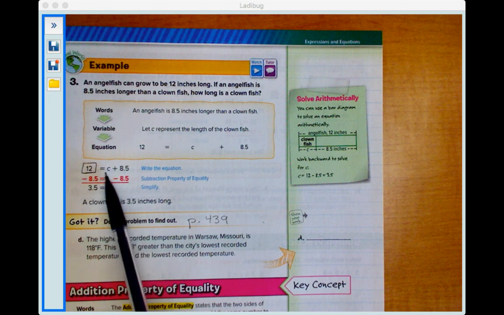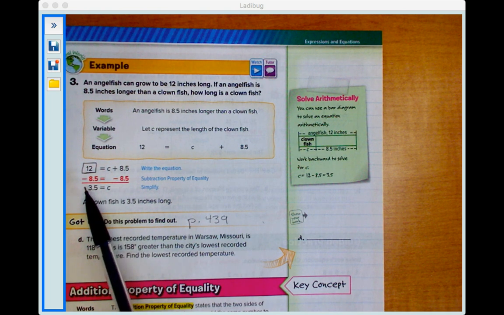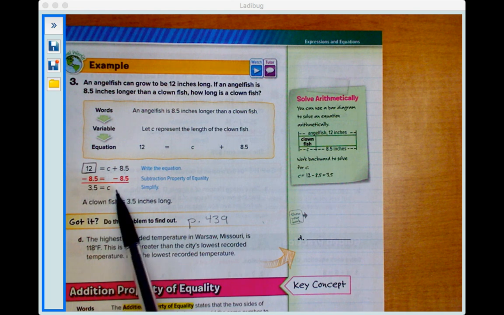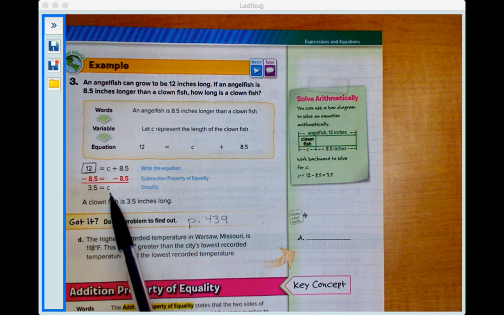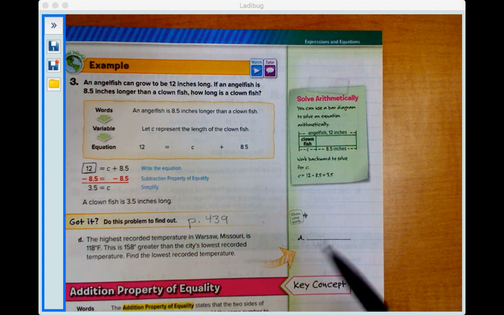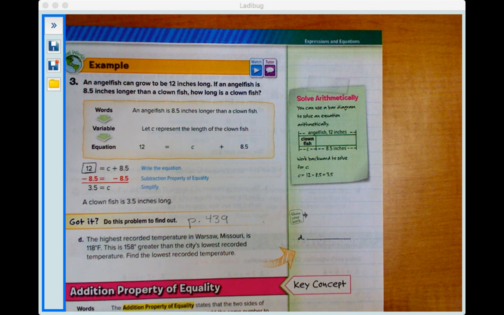So to figure out the clownfish's length, we need to subtract 8.5 from both sides. And they do this and they get 3.5 inches is how long the clownfish is. So let's try that with letter D. Let's look at what numbers go where.